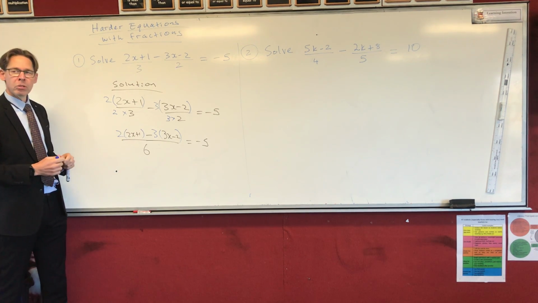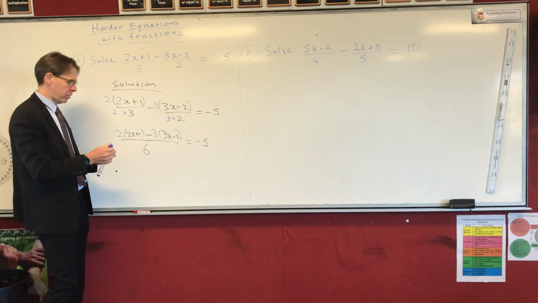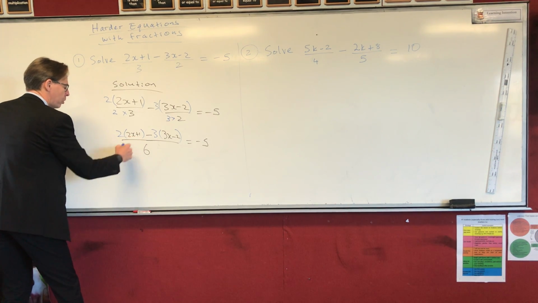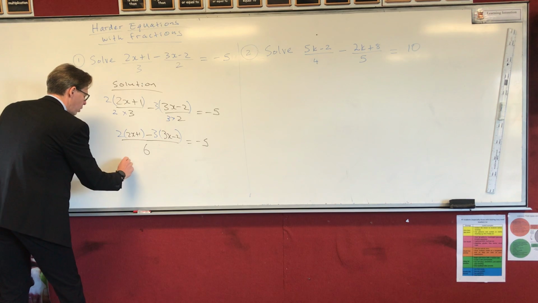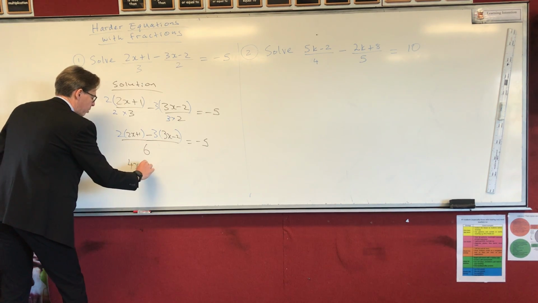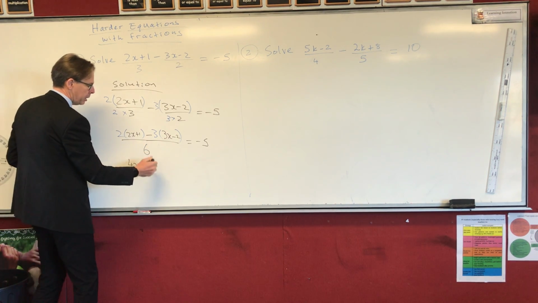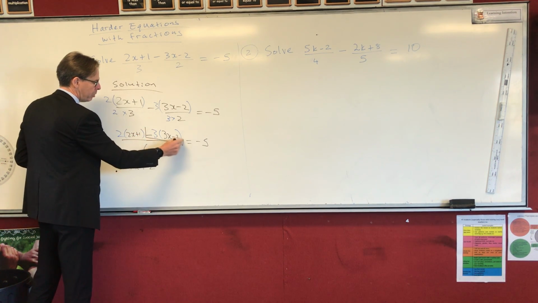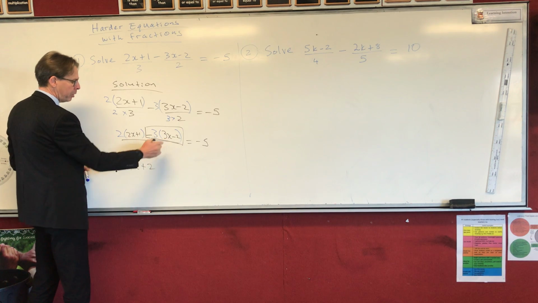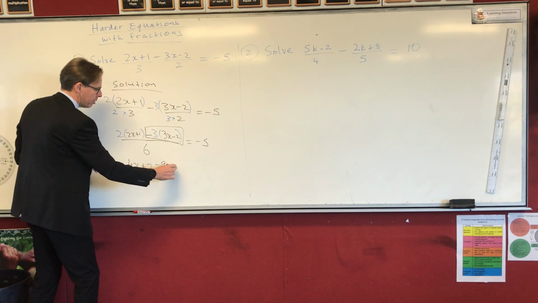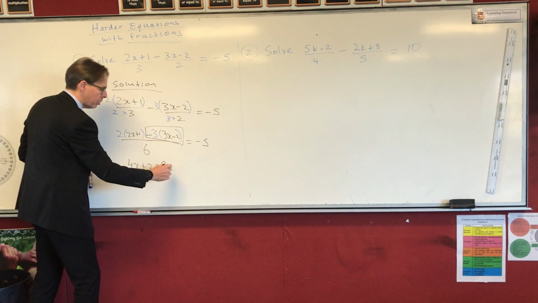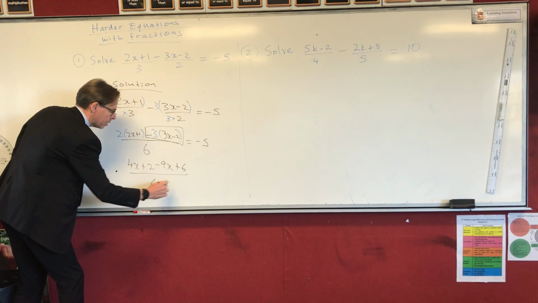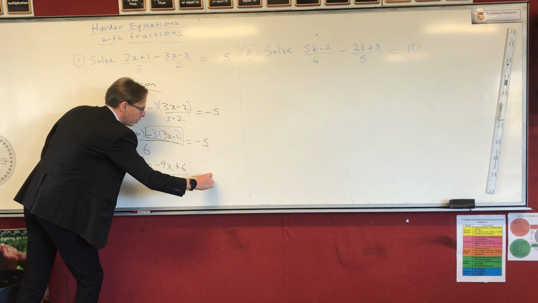Next thing we're going to do is expand the brackets. Keep the 6 there, so we're going to have 2 times 2x plus 1, that's going to give me 4x plus 2. Now be careful here, this is negative 3. So I'll just draw a little box around this. Negative 3 multiplied by 3x is negative 9x. Negative 3 times negative 2 is positive 6. All over 6 is equal to negative 5.